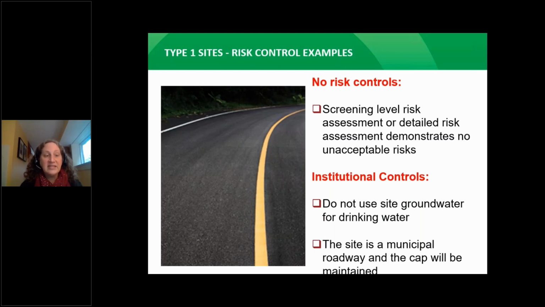Type 1 site examples also include two situations where there are some risk conditions in place. Firstly, an institutional control stating that groundwater from the site must not be used as drinking water, which could be a covenant on the land title. And secondly is when the site will remain a municipal roadway and the asphalt cap will be maintained on a routine basis. In this instance, the statutory decision maker can rely on municipal policies and procedures to maintain roads and sidewalks. Next slide, please.